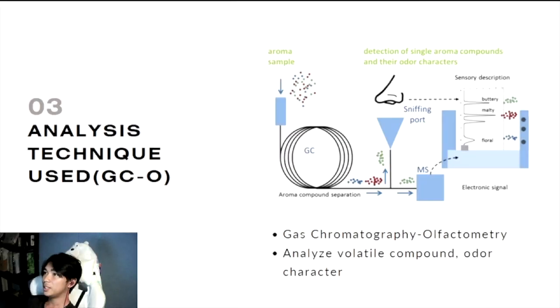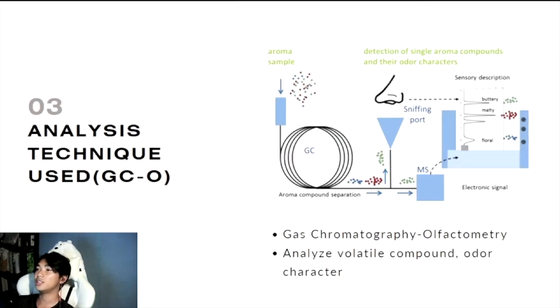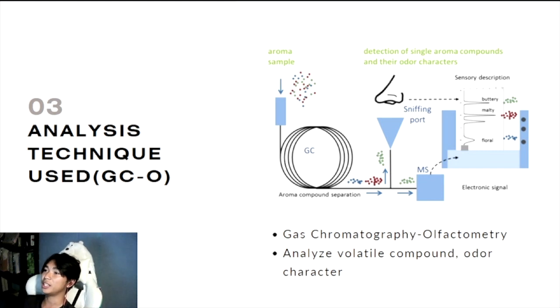For topic number 3, I will explain the method of this article, the technique, how they analyze the compounds in the Shiraz wine to result in the data. So after the previous step of sample preparation through the dynamic headspace and liquid extraction, we will get the aroma sample.